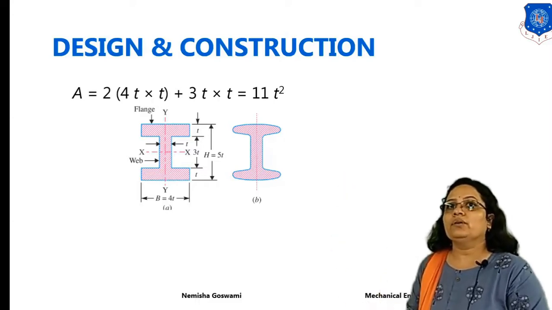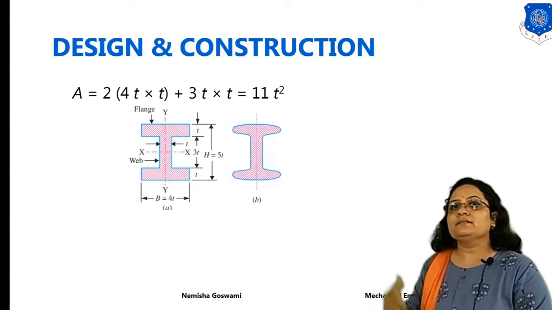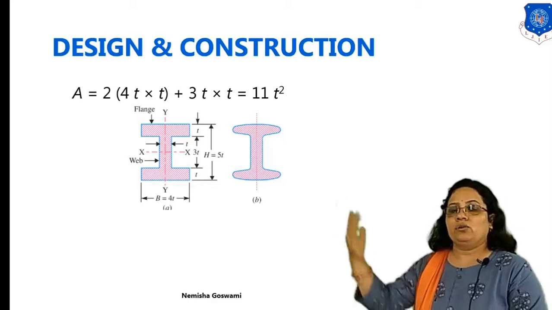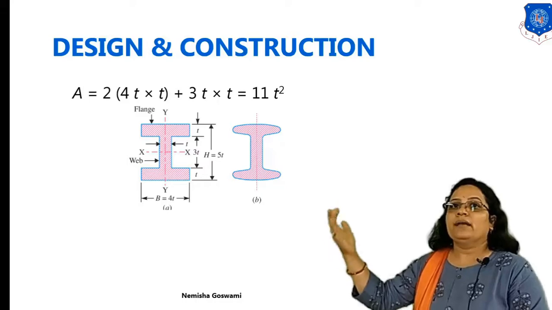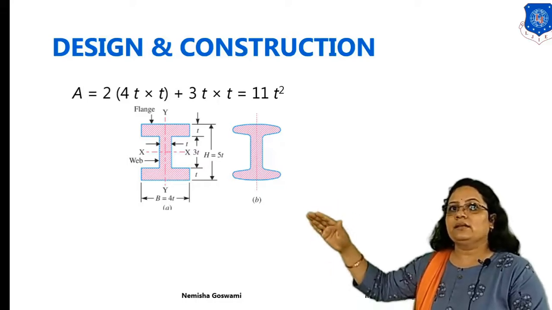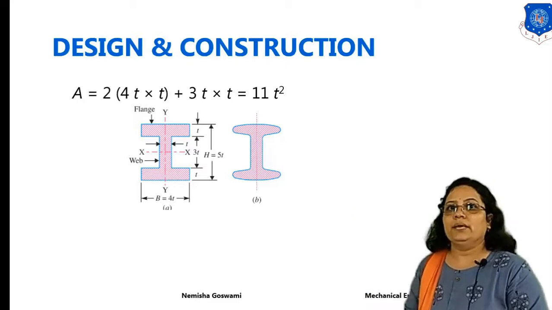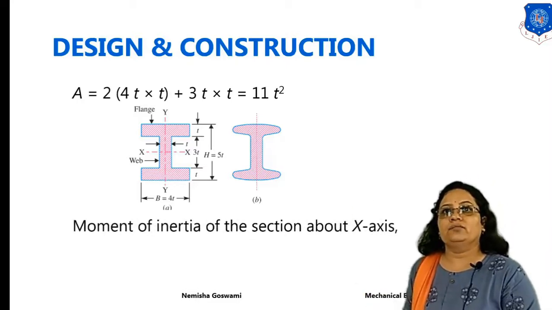So this is equal to 2 into 40 into t plus 3t multiplied by t, so this will be your 11t squared. You have to do it by dividing this, considering this in rectangular sections. So 3 sections will be there. Okay, so you can find out the area.